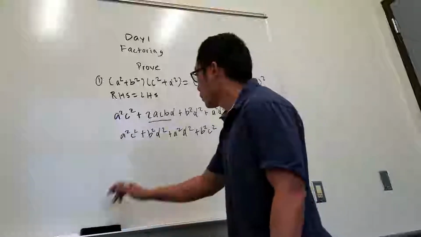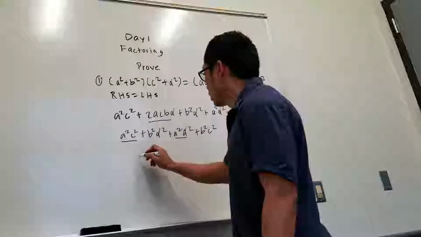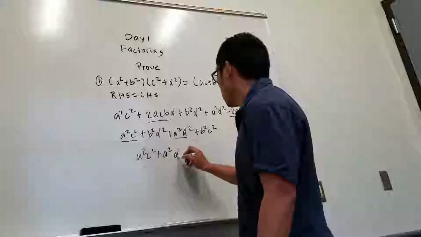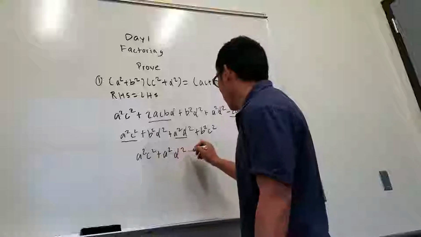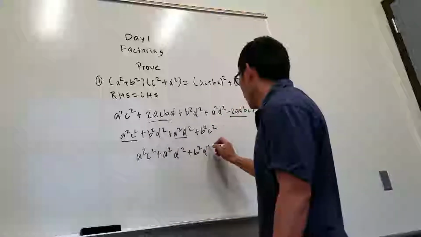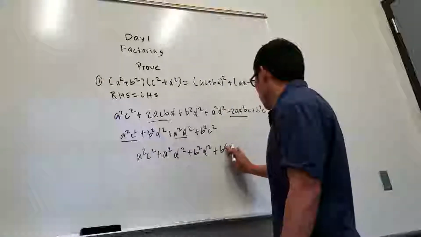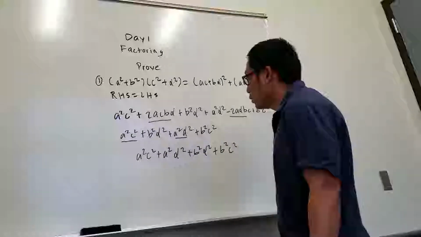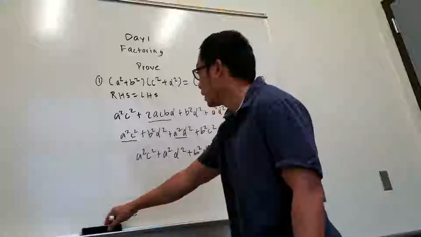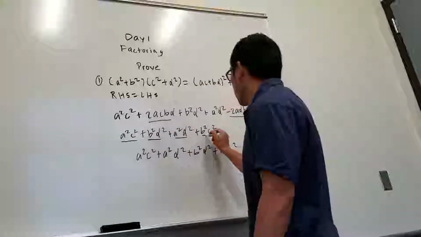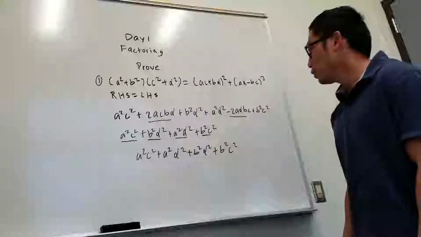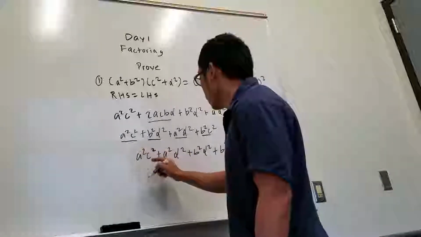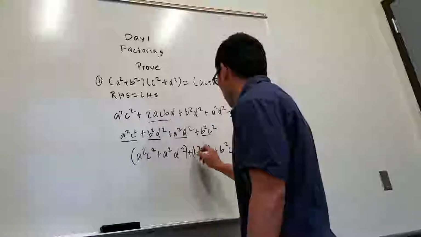So what I'm going to do is I'm actually going to combine these guys. Put them together: a squared c squared plus a squared d squared, plus b squared d squared plus b squared c squared. So what I did is I arranged them. I combined the a's and then I combined the b's. So why did I do that? So I can factor by grouping.